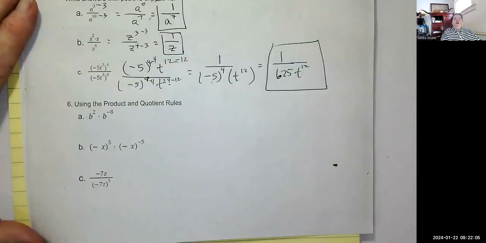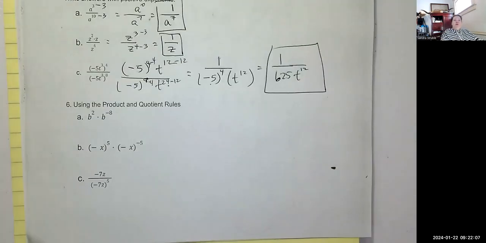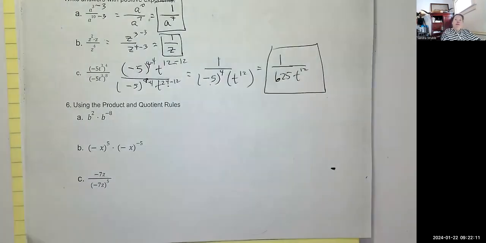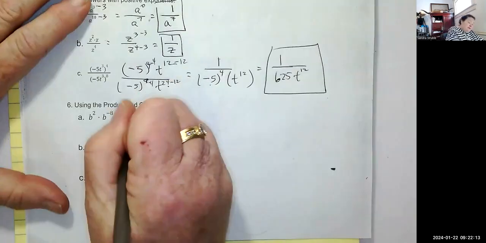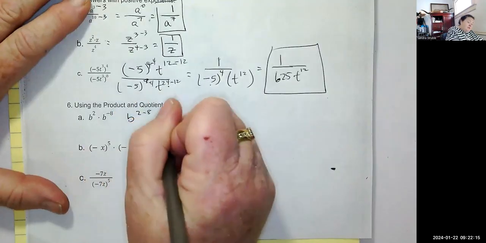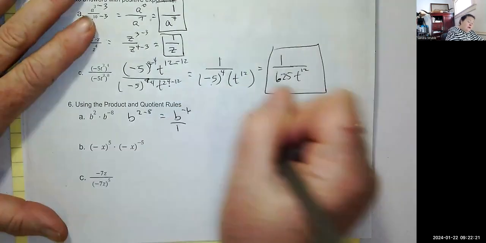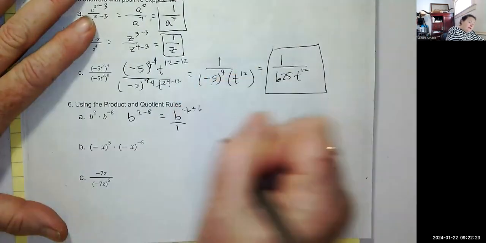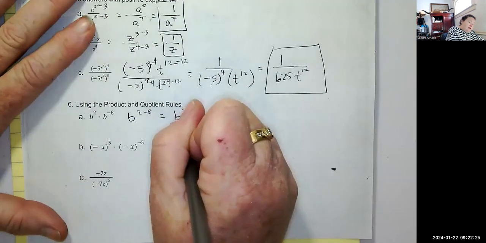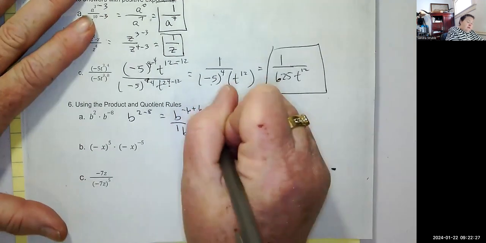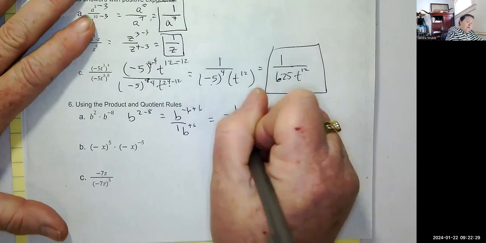Using the product and quotient rules, all right, we're just gonna go through and do everything. b squared times b to the -8, bases are the same, add the exponents. So that's b to the 2 minus 8, which is b to the -6. We do not want a negative exponent, so this is over 1. So we're gonna add 6 here, and we're going to go down here and add 6. So that's 1 over b to the 6th.